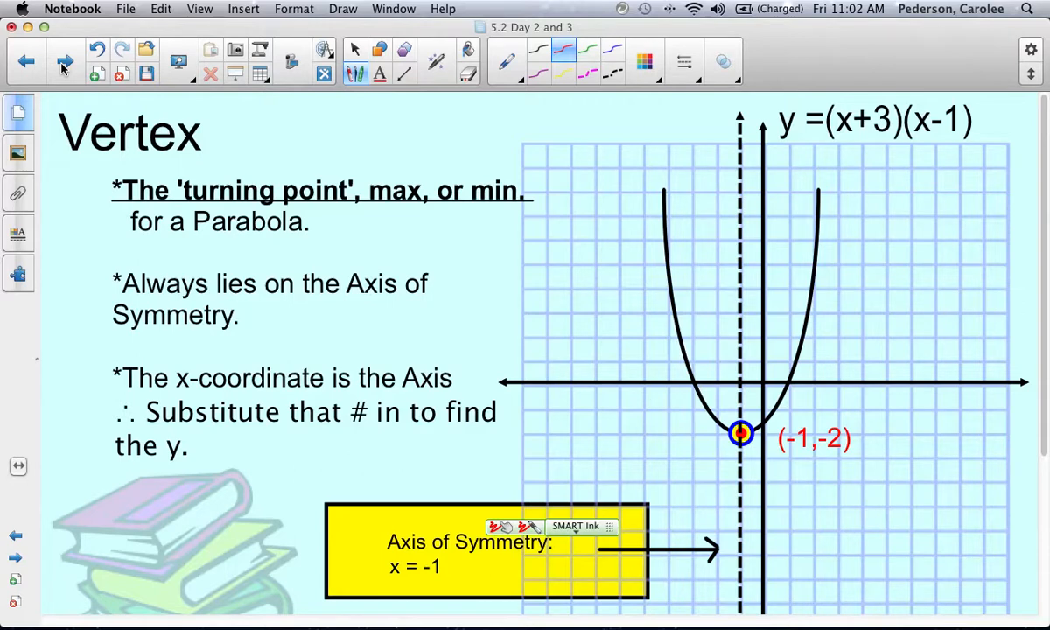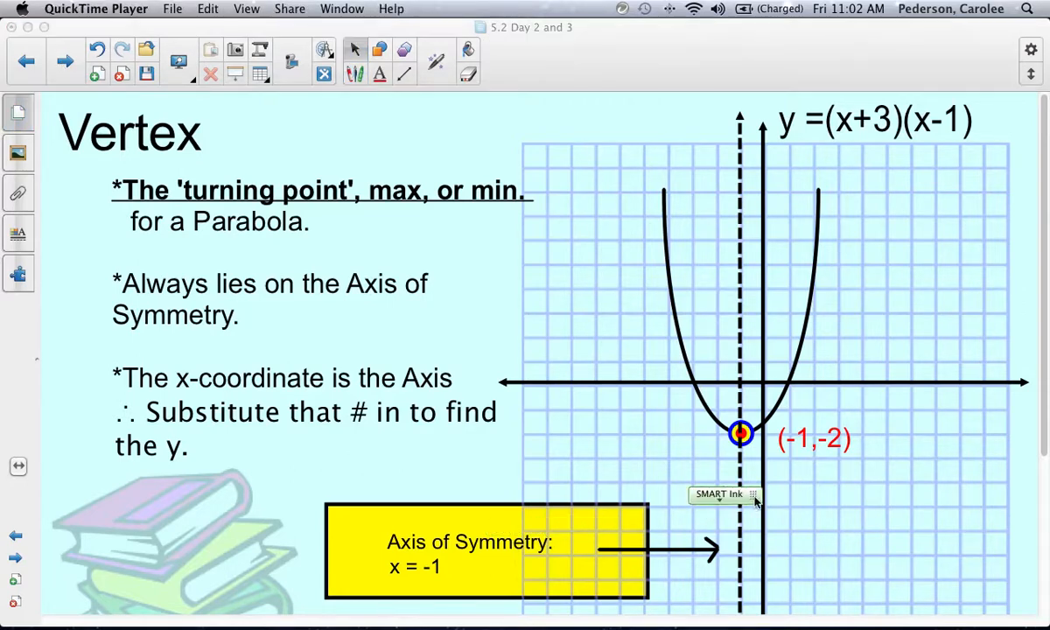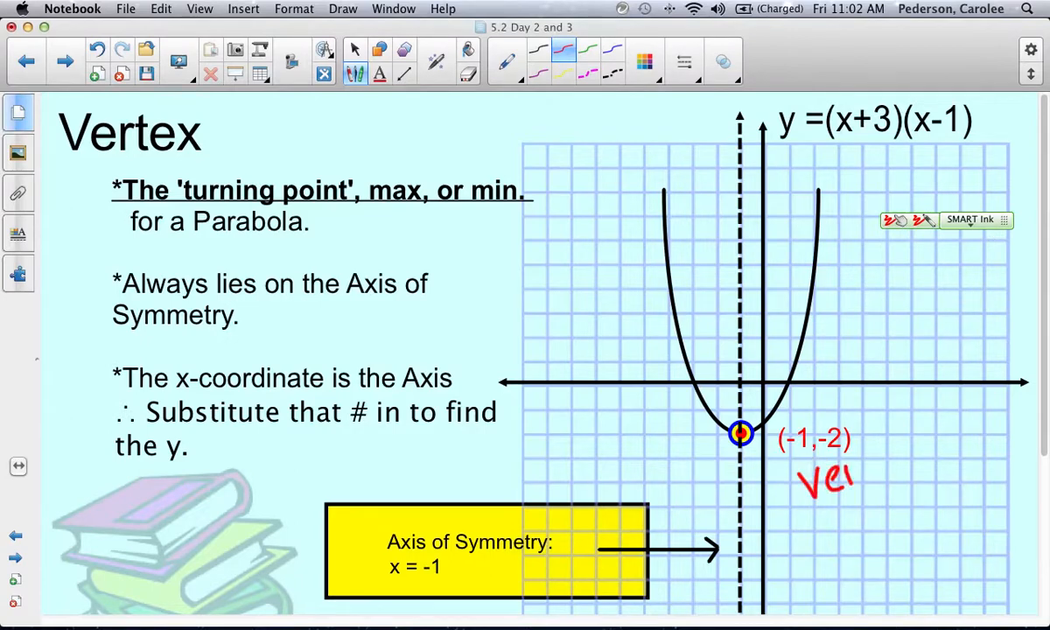I do have an example here for you. You don't need to write this picture of the graph down. The axis of symmetry, notice, is x equals negative 1. The minimum point on this graph is negative 1, negative 2. That's what we call the vertex. That bullet point: this is the vertex. Again, you don't need to write that example down.